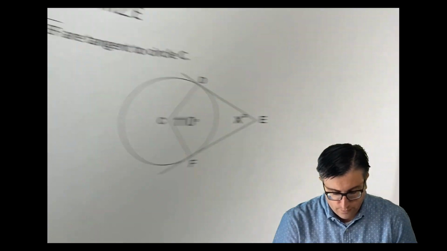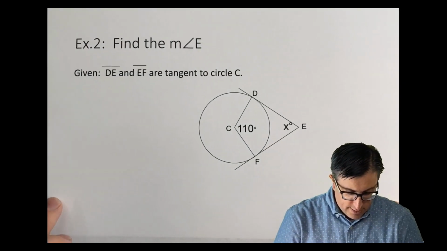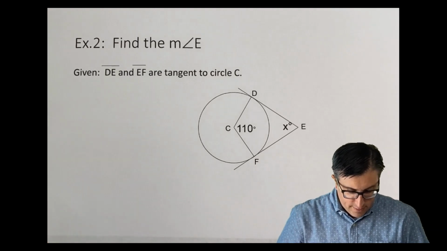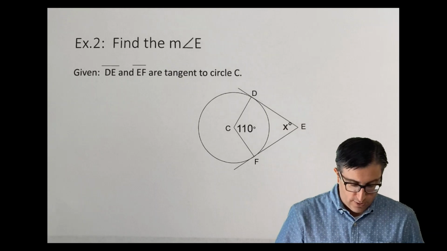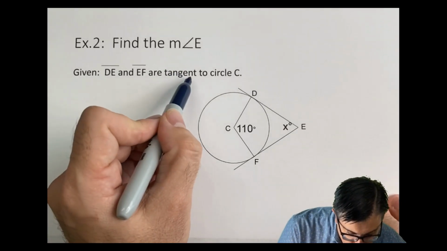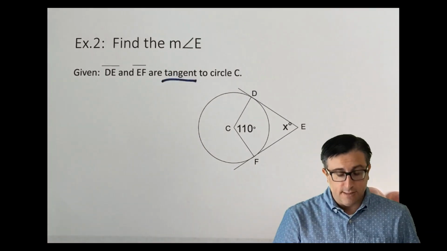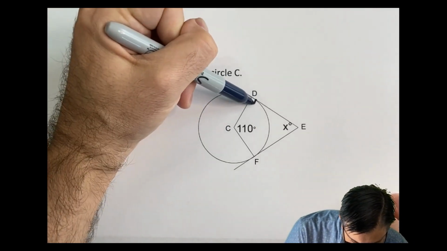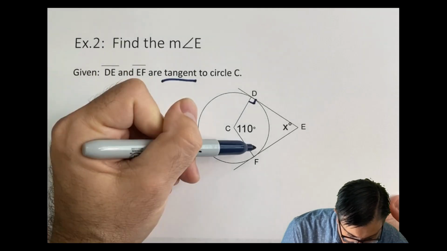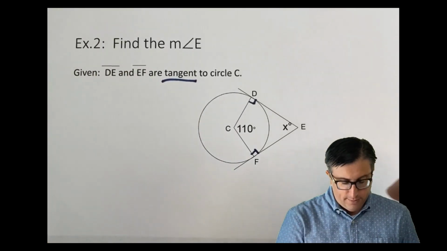Example 2 says find the measure of angle E given that DE and EF are tangents to circle C. Again, the minute you see tangent, you're looking for radiuses, and I do have a radius extending out, which means that this is a right angle here, and this is a right angle here.